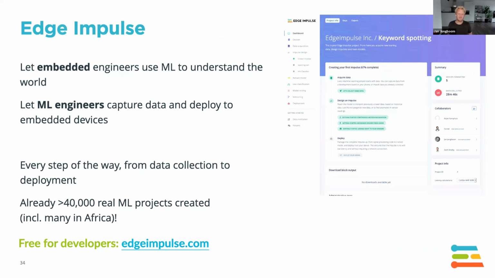So to conclude, this is where Edge Impulse pops in, and my journey towards this. We had two goals when we founded Edge Impulse. If you're an embedded engineer, you know everything about acquiring this data, right? You're me, basically, in 2017. You know everything about acquiring data, and everything about deploying models to devices and how that whole flow needs to go. So we built Edge Impulse, a place where embedded engineers can use ML to understand the world.